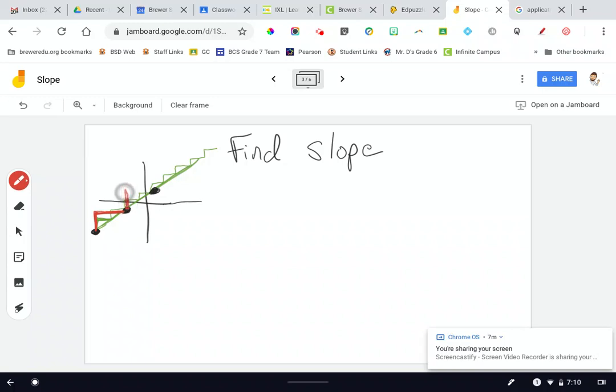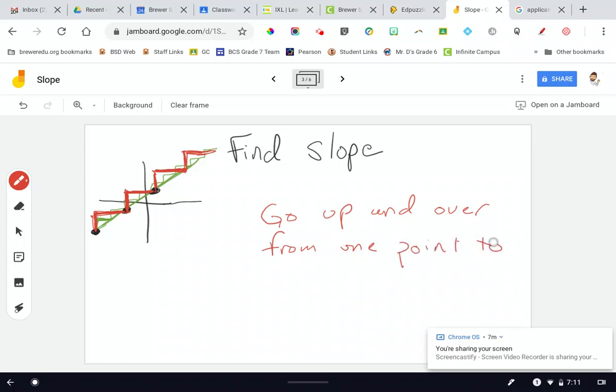But again, you're thinking about what are the numbers that get me from one point up and over to the next point, and so on forever on that line. Up and over, up and over, up and over. So that's what you're looking for. You're asking yourself, how do I go up and over from one point to another?